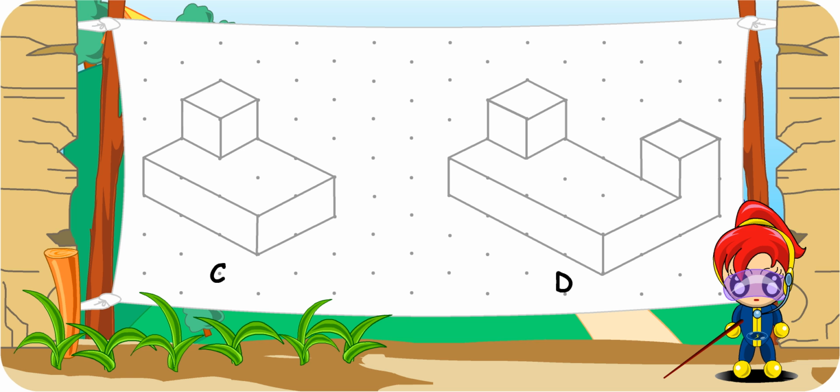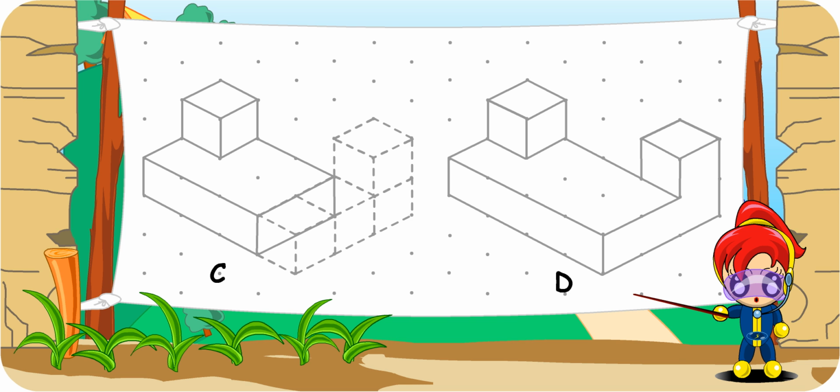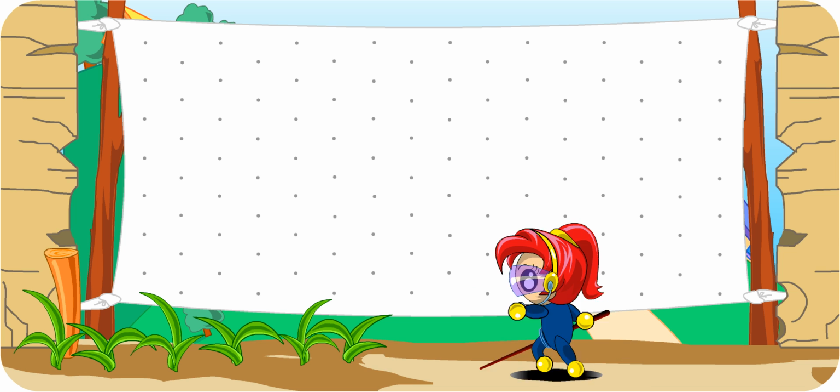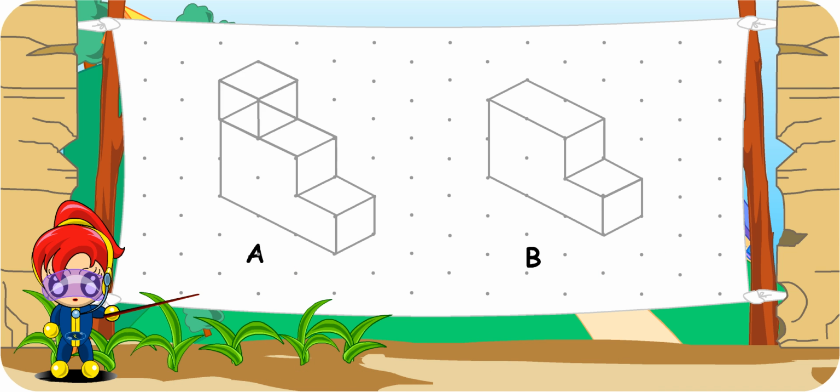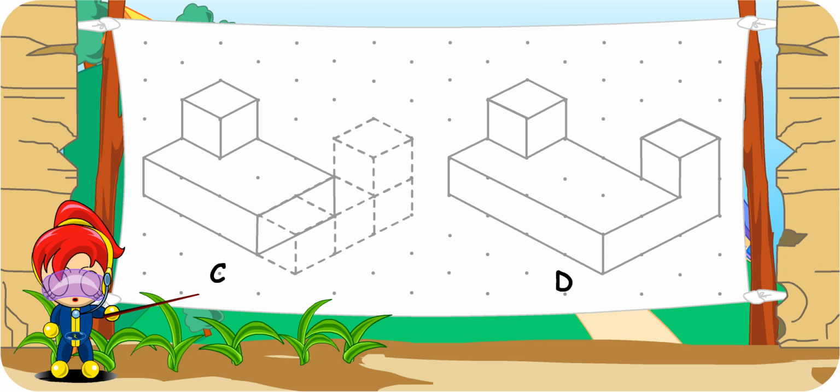What about this solid? Solid C has lesser cubes than solid D. So, I have to add 4 more cubes to solid C. Good. So, Turbo Girl, what can you tell from this exercise? Well, I can change the shape of a solid by adding or removing a cube or cubes from it, and thus make it look like another solid. Well said, Turbo Girl.